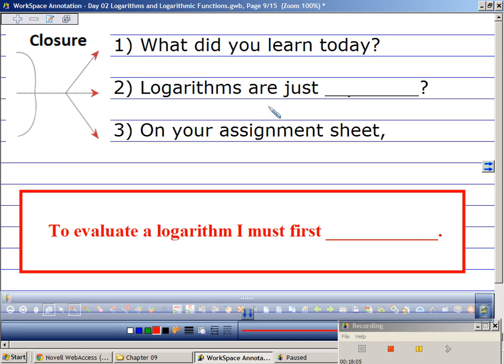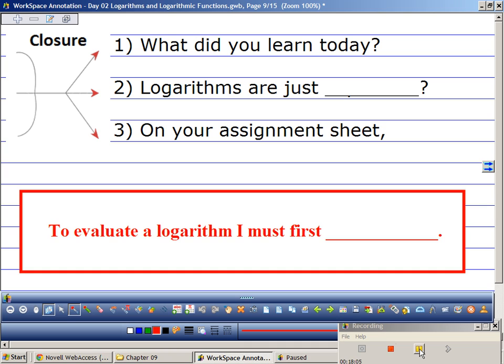Logarithms. Where do logarithms come from? Inverses of an exponential function. Very well said. The inverse of an exponential function. Guys, I need your attention. Logarithms are just what? Inverse. Logarithms equal exponents. On your assignment sheet, to evaluate a logarithm, I must first what? Base. It's all about the base, right? Okay, so record that. Good job.